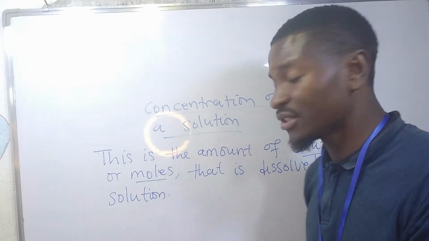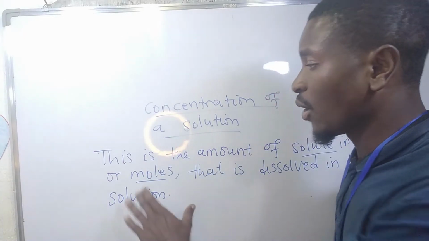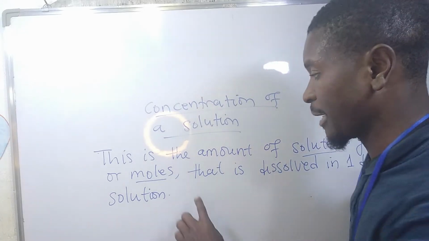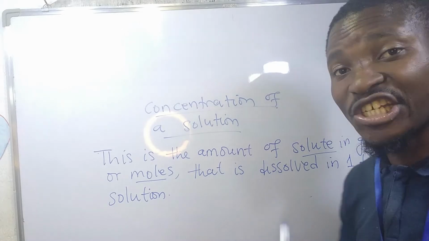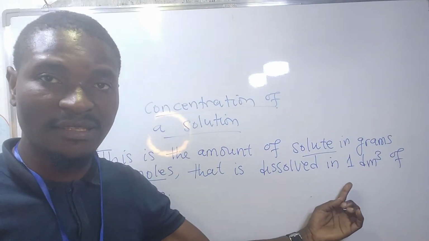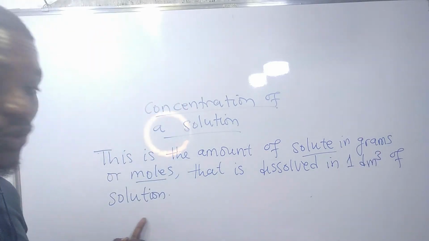Concentration is the amount of solid in grams. So we are talking about mass or moles. That means the number of moles, that is dissolved in 1 decimeter cubed of solution.